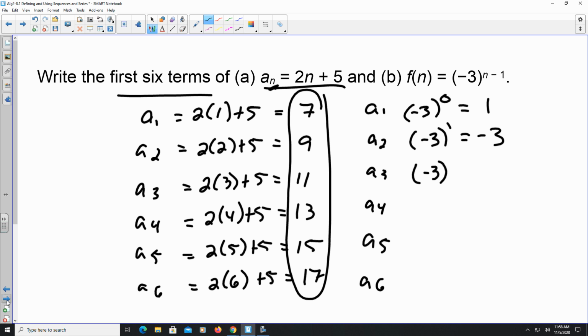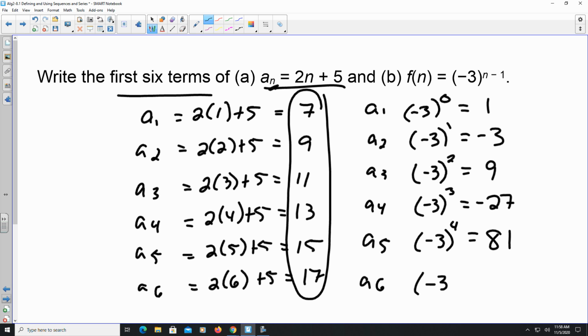Here I got negative 3 to the 3 minus 1, which is 2. This is going to give me a positive 9. This is going to be negative 3 to the third power. I get a negative 27. Here I get negative 3 to the 5 minus 1, which is now 4. This is going to be a positive 81.